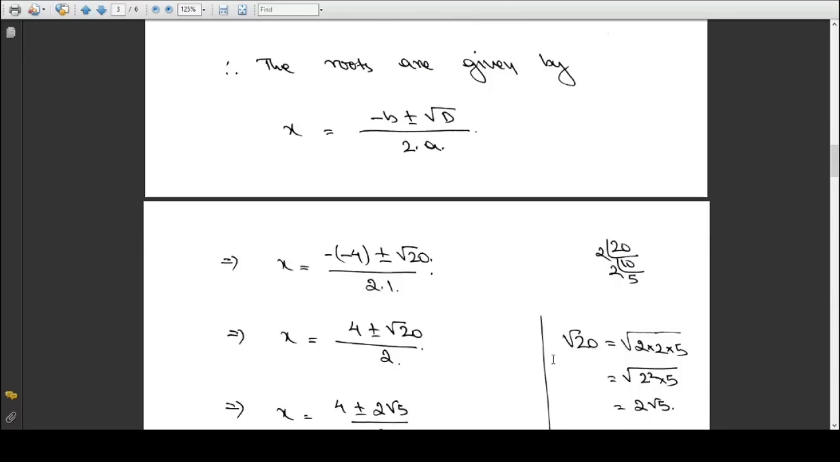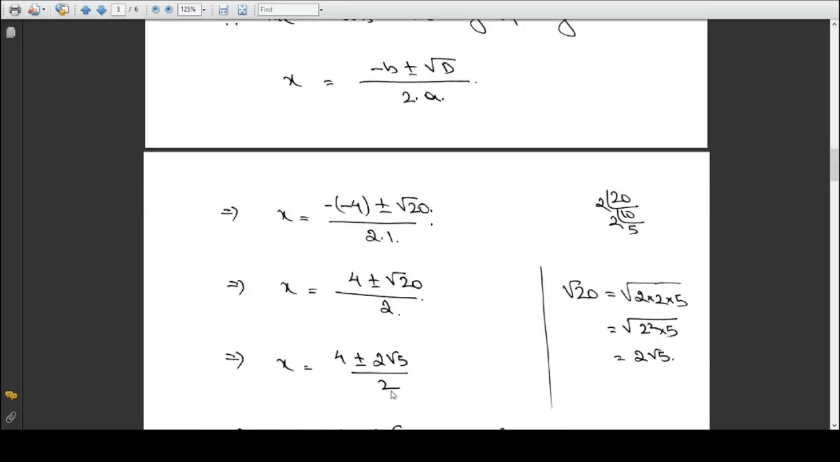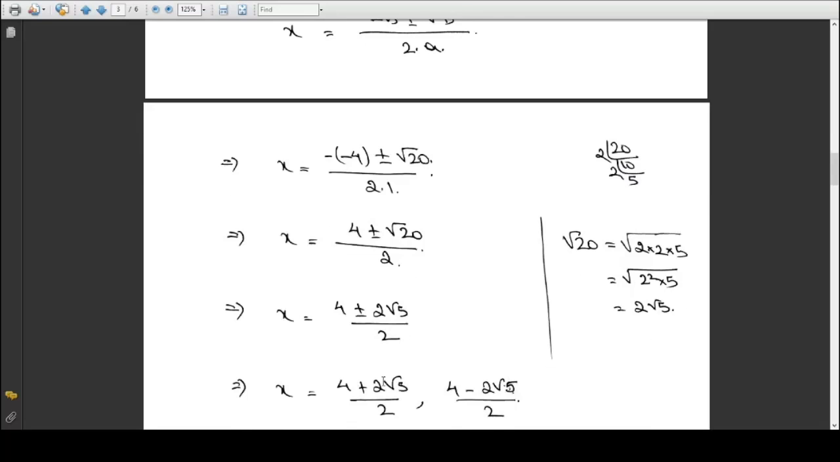Now root 20, what is root 20? The factors of 20: 2 10s are 20, 2 5s are 10. That means 2, 2 and 5. Since it is a square root, if the terms have squares, you write them in the form of a square. That means 2 square times 5. The square and the square root, you can take 2 out of the square root, and inside the square root you'll have 5. This means instead of root 20 we can write 2 root 5 by 2. Next step, one you take with plus, the other with minus.